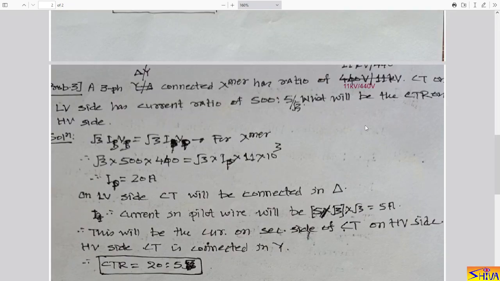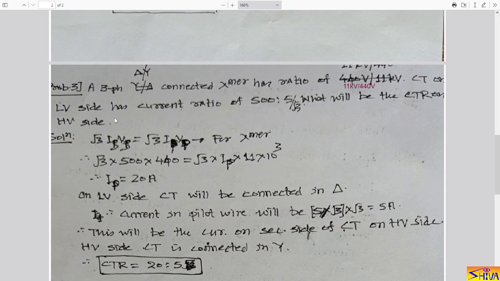Third numerical: a 3-phase delta-star connected transformer has a ratio of 11 kV by 440 volt. The CT on the low voltage side has a current ratio of 500 is to 5 by root 3. What will be the CT ratio on the HV side?